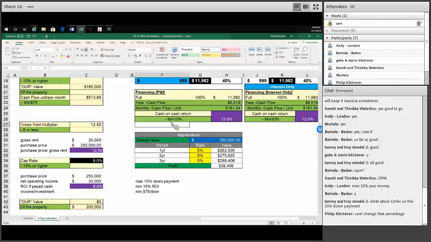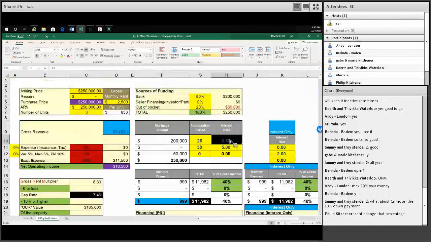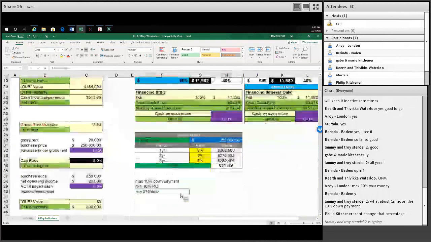Anybody have any questions about any of that so far? What about CMHC on the 10% down payment? So Tammy and Troy, when you put down 10% or less, less than 20 really, you're going to pay CMHC fees. CMHC fees are typically rolled into your interest rate. That's your interest rate right there, 3.5 in this case. So whatever the interest rate is with the CMHC fee, you're going to put that in, okay? That's how you're going to update the CMHC fee. Does that make sense?